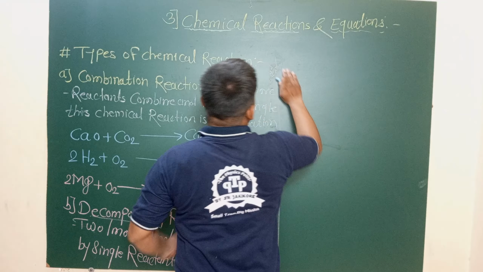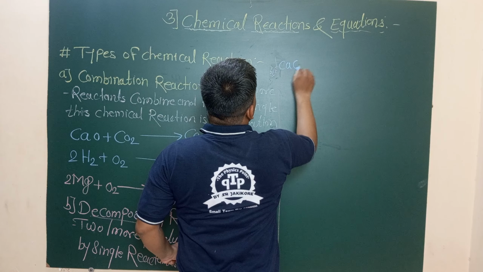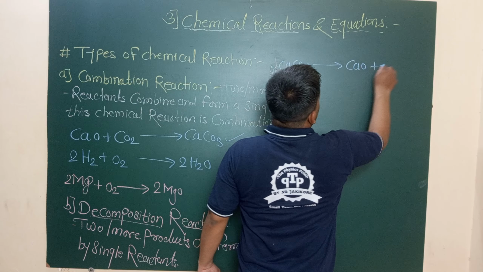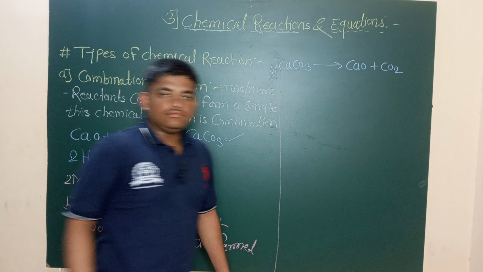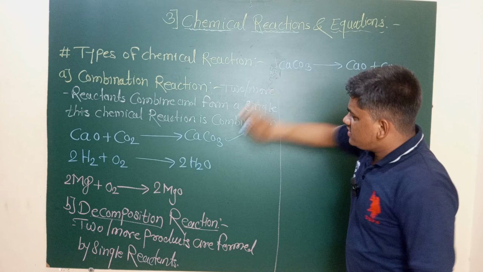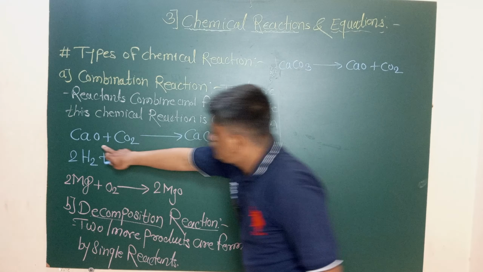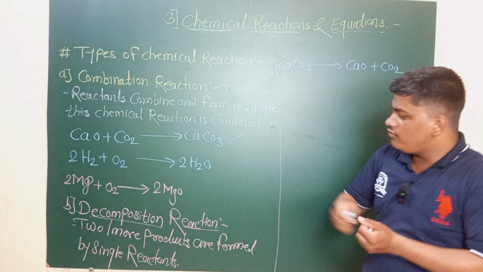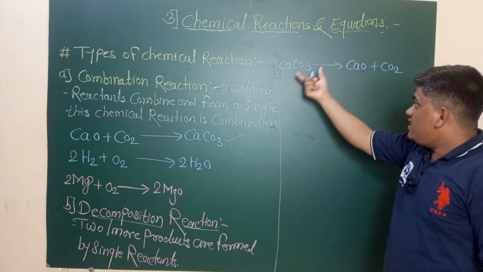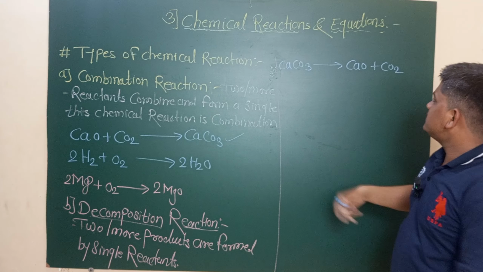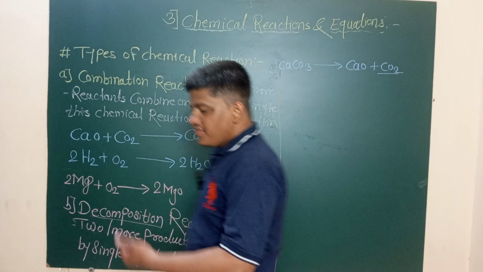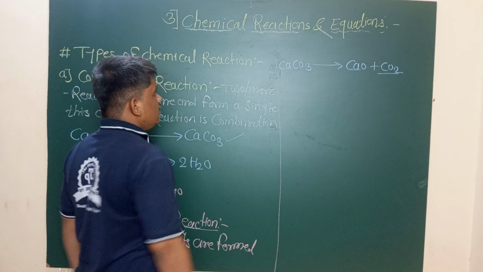When calcium carbonate is burned, it gives calcium oxide plus carbon dioxide. This is the decomposition reaction, and the reverse is the combination reaction. In combination reactions, two reactants combine to form a single product. In this reaction, a single reactant gets decomposed to form two or more products. This is called a decomposition reaction.